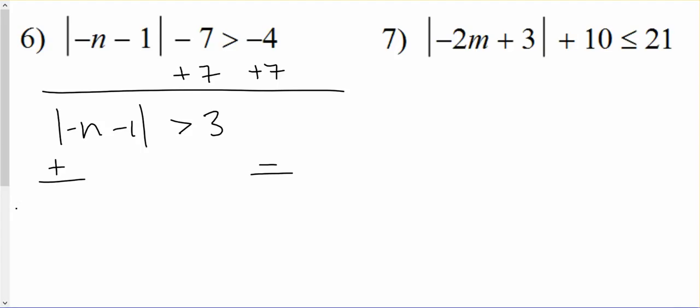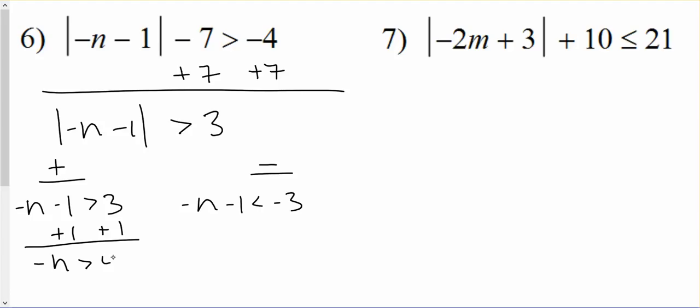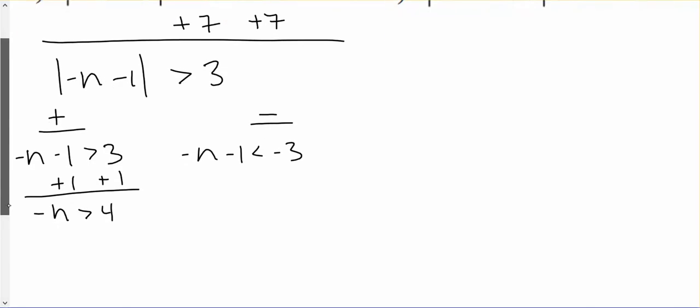Our positive side is going to be negative n minus 1 is greater than 3. We didn't do anything to that. Our negative side, negative n minus 1 is less than negative 3. So we changed the symbol and made the constant negative. What would we do next? We'd add 1 and add 1. Negative n is greater than 4. If we remember, when we divide by a negative, what do I have to do to the inequality symbol? We reverse the inequality symbol, and so now we have all real numbers less than negative 4.